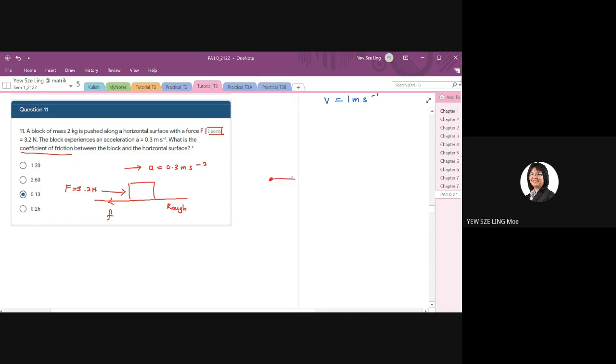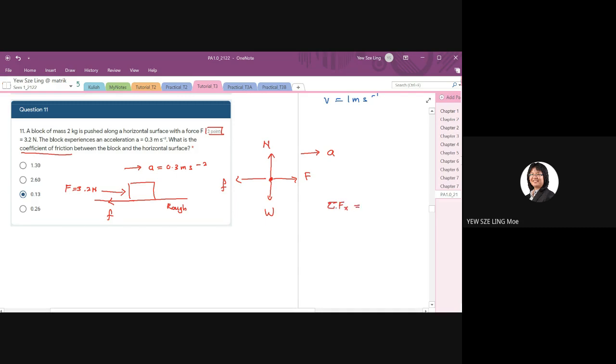So I have a force going to the right-hand side, a frictional force going in the opposite direction. This is an object. Every object comes with weight. And then you have a normal force because you place it on the surface. And then it has an acceleration that is going to the right, which is equal to 0.3 meter per second squared. So to calculate the coefficient of friction, you are going to use the axis with the frictional force. So I'm going to use summation Fx.